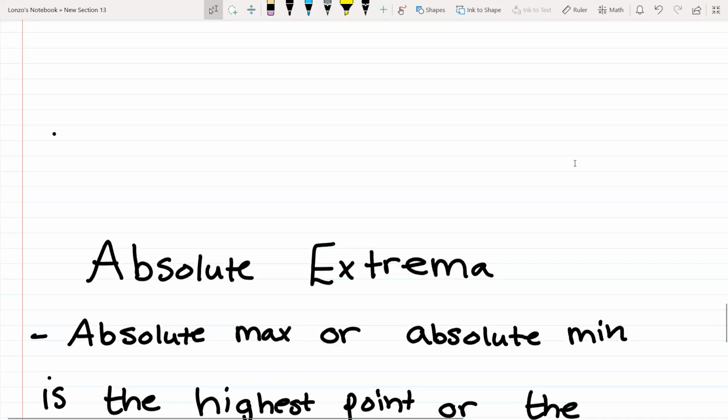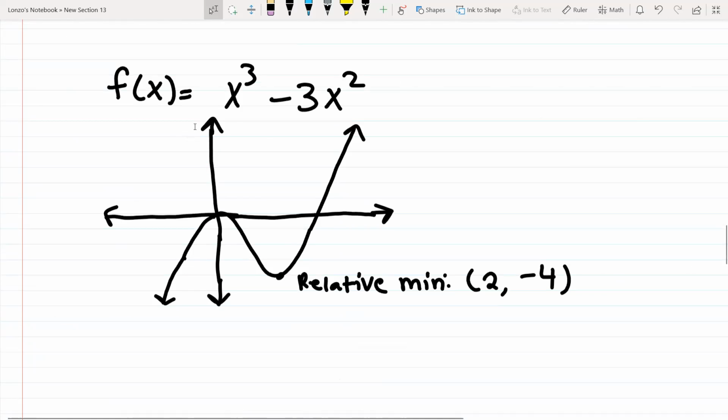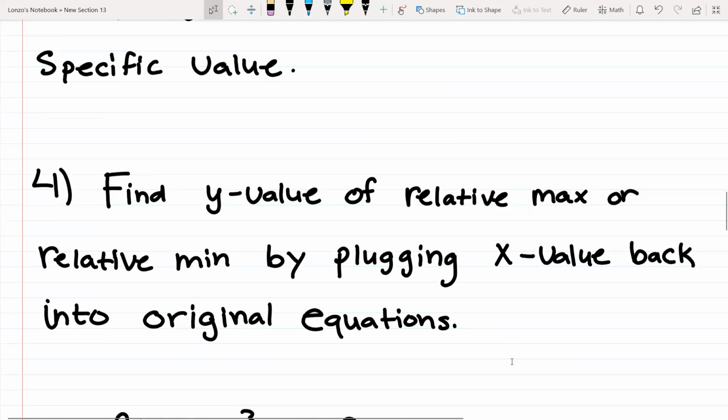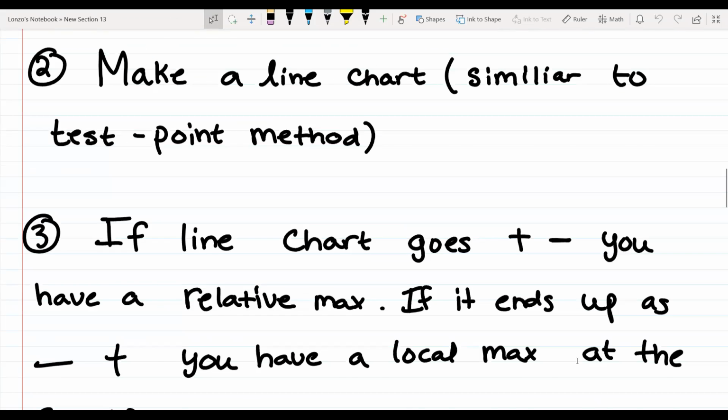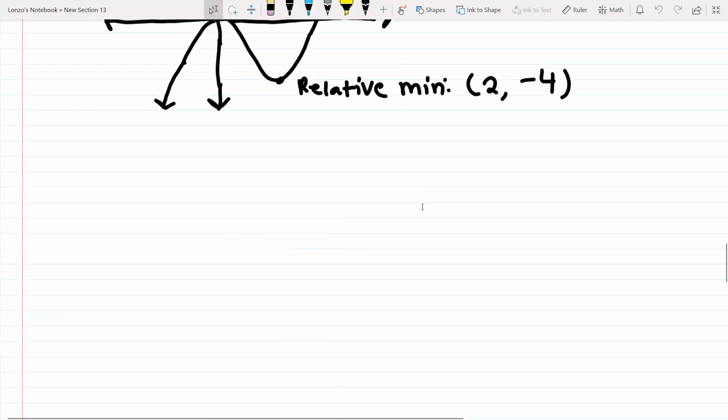Let's do an example. Let's say we had f of x equals x cubed minus 3x squared. And how did they get the relative min of (2, -4) and then a relative max of (0, 0)? So step 1 says we have to find the critical values by taking the first derivative and setting it to 0 and solving for x. So let's do that.